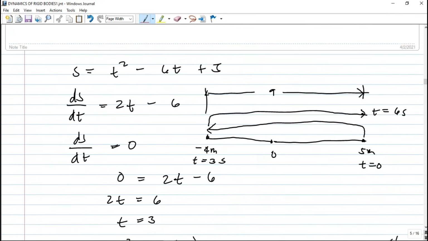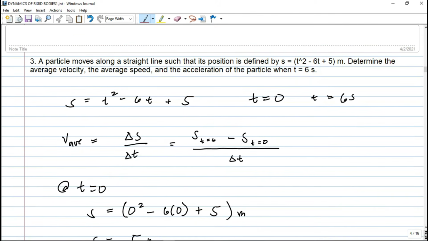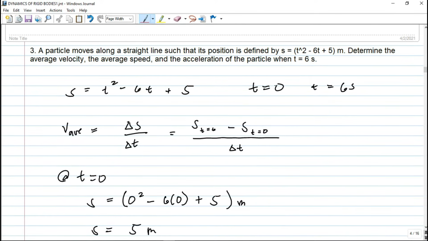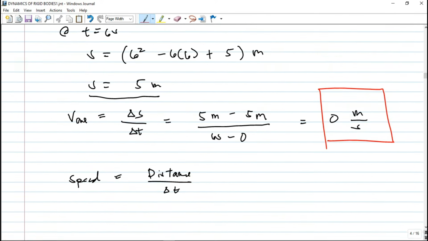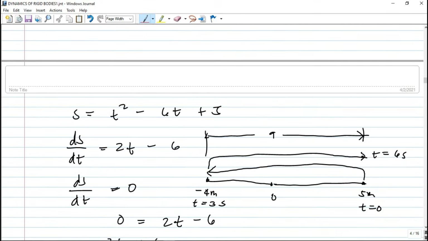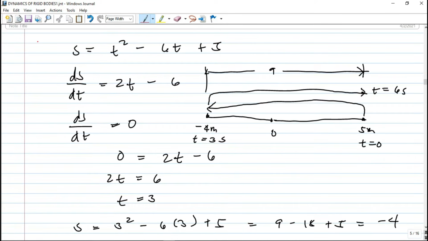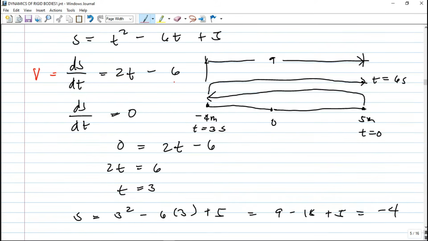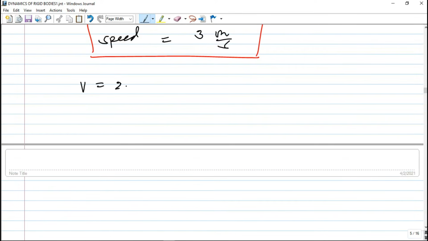The last question is, what is the acceleration of the particle when t is equal to 6 seconds? So basically guys, we will find the second derivative of distance with respect to time. Okay, so that is the first derivative of velocity. So our velocity, this is the instantaneous velocity. So v is equal to 2t minus 6.